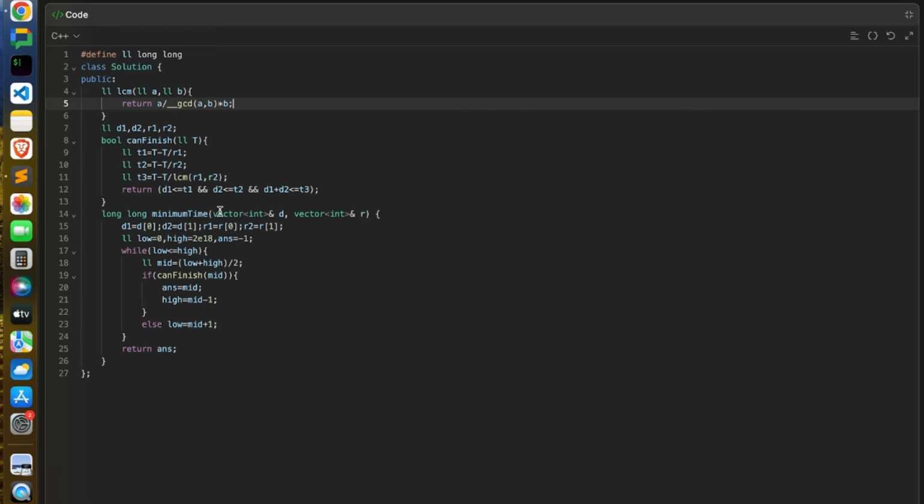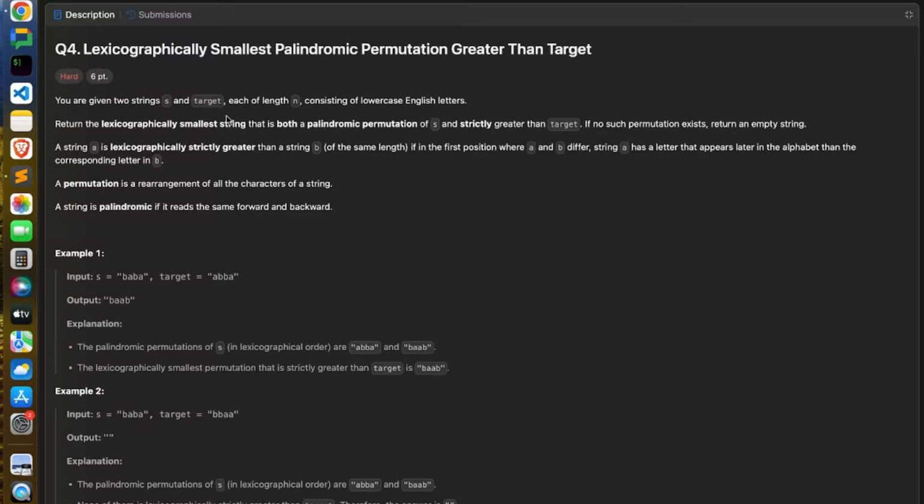So let's look at the fourth problem now. In problem 4, you are given two strings s and target, each of length n, and both consist of lowercase English letters. We have to find the lexicographically smallest string that is both a palindromic permutation of s and is strictly greater than target. If no such permutation exists, we just return the empty string, right? And we know what a permutation is and what a palindrome is. So we have to find the lexicographically smallest permutation of the string s which is a palindrome and also strictly greater than the target value.